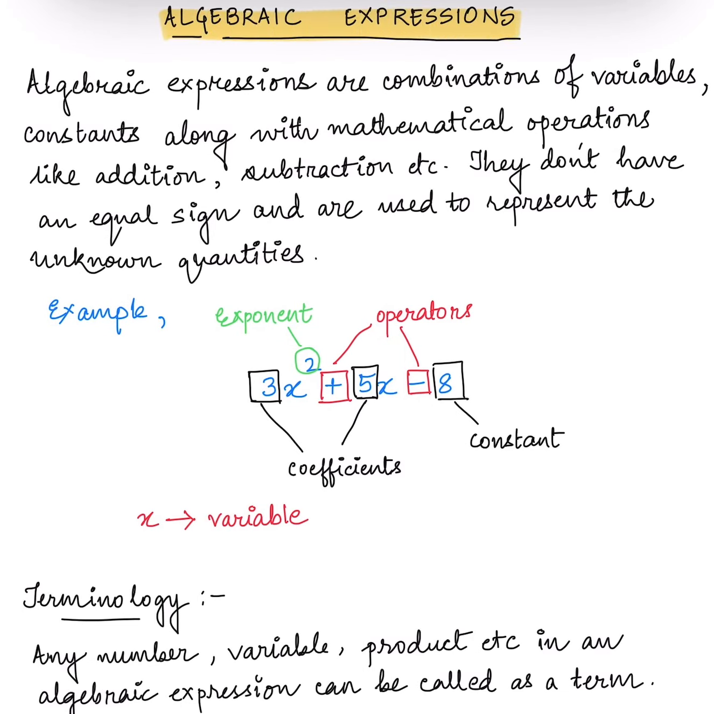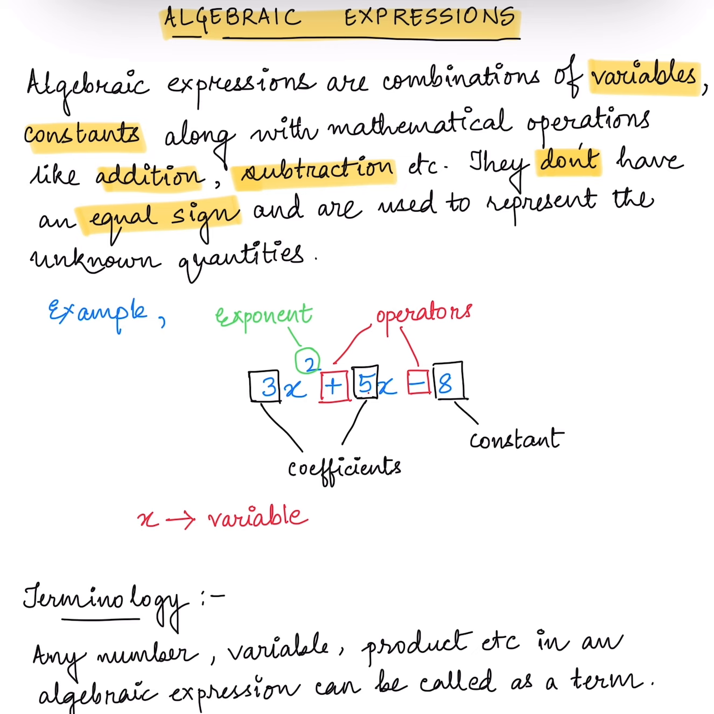Algebraic expressions. They are combinations of variables and constants along with some mathematical operations like addition, subtraction, multiplication, division, etc. How do we differentiate them from any sort of equation? That is, algebraic expressions don't have an equal sign and they are used to represent any sort of unknown quantity like x. So if we look at an example, 3x squared plus 5x minus 8.